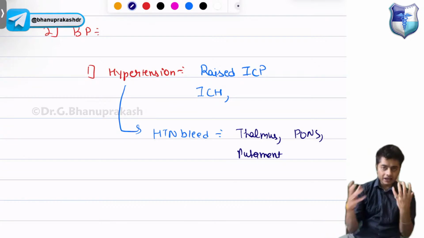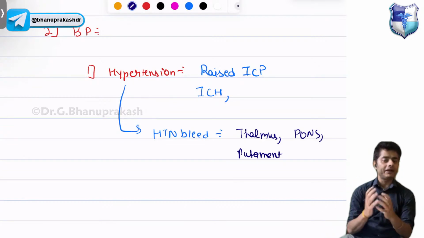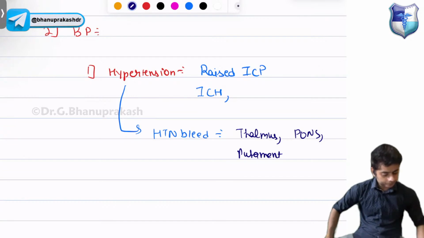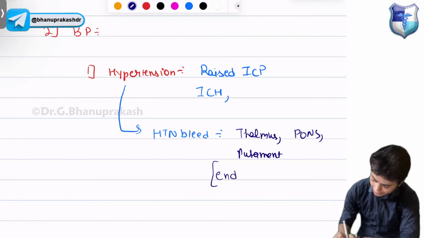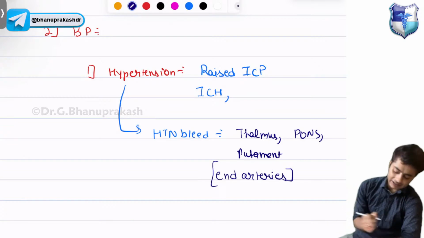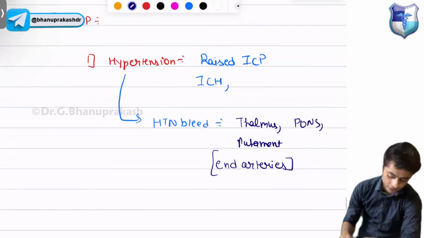Can anyone tell me, what is special in these parts that they bleed in hypertension? These parts are having end arteries. That's why they bleed. Okay.